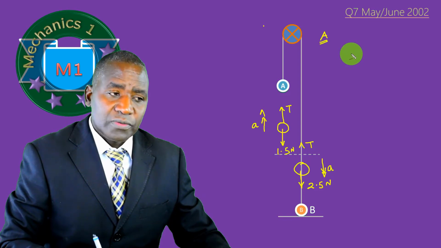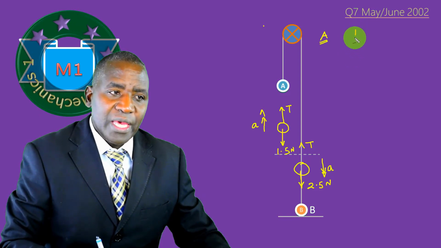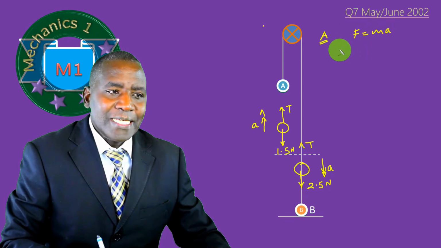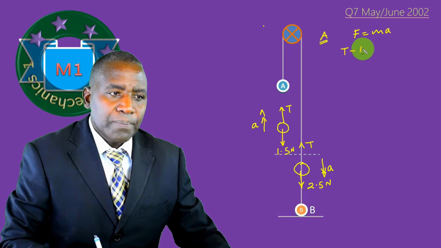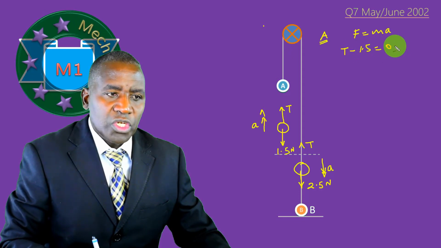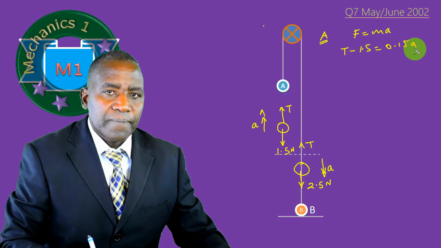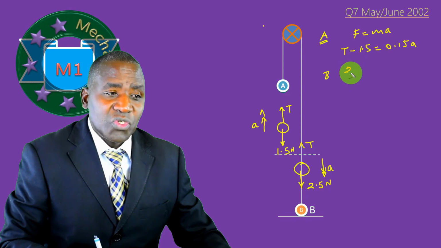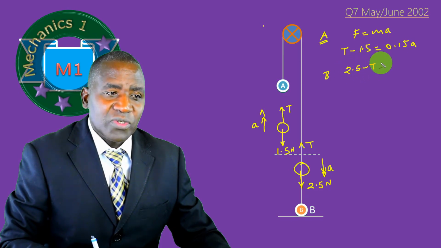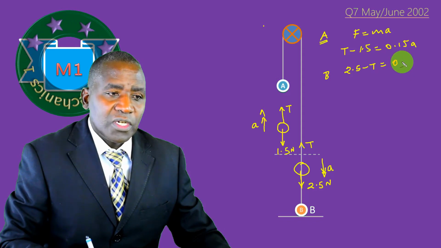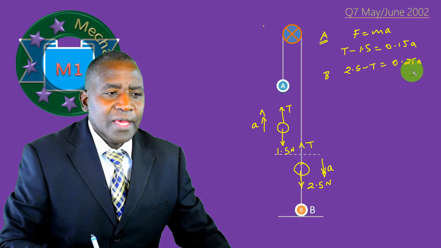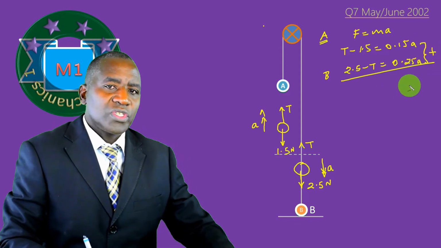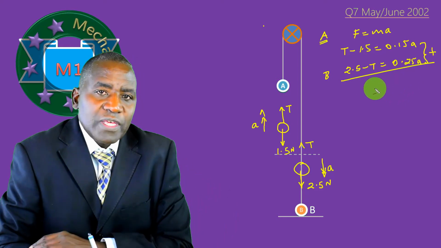I'm going to resolve upwards. When I resolve upwards and use F = ma, the resultant force on A is T minus 1.5 = 0.15a. When it comes to B, it will be the other way around: 2.5 minus T, because now I'm resolving downwards, = 0.25a. And it's always a very easy situation where you form these two equations and then you add them in order to solve them simultaneously.